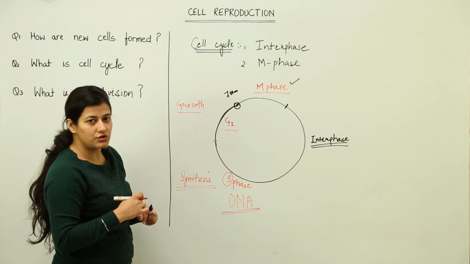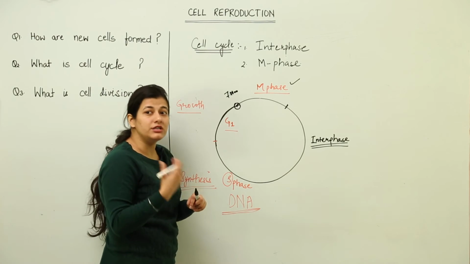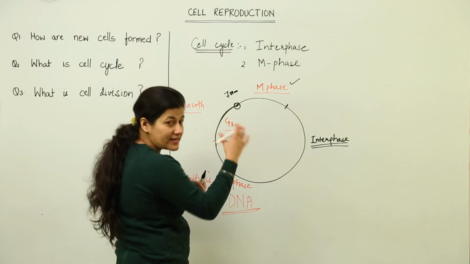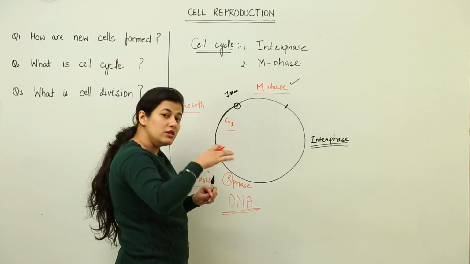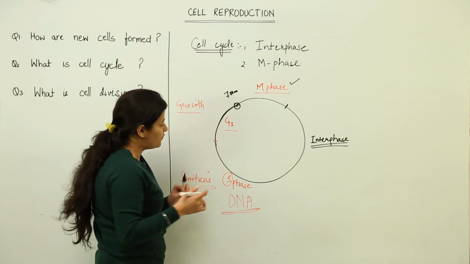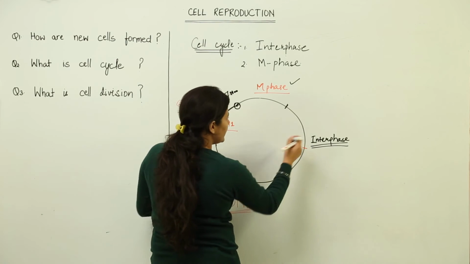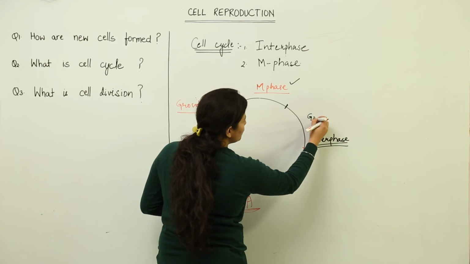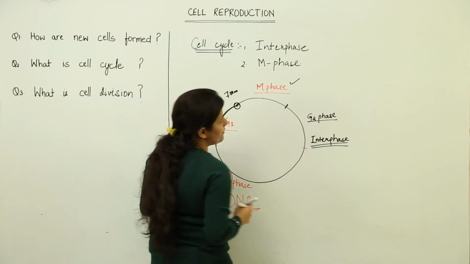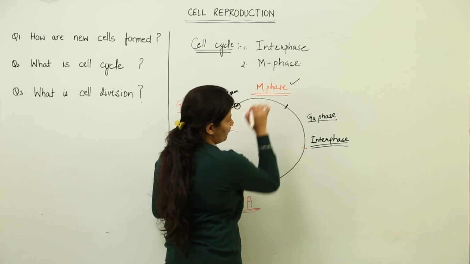That means the original cell is not having the DNA. No, it is having the DNA, but it needs to create a copy of the DNA, same DNA, so that the daughter cells which are going to have, they also have the similar DNA which is synthesized during this S phase. When the S phase completes, the cell enters into G2 phase, which is further the preparation of cell to get into the M phase.